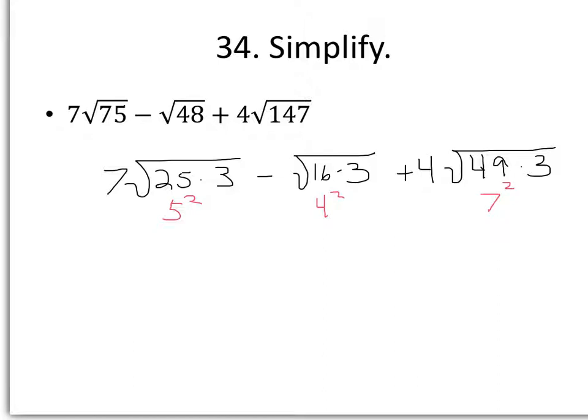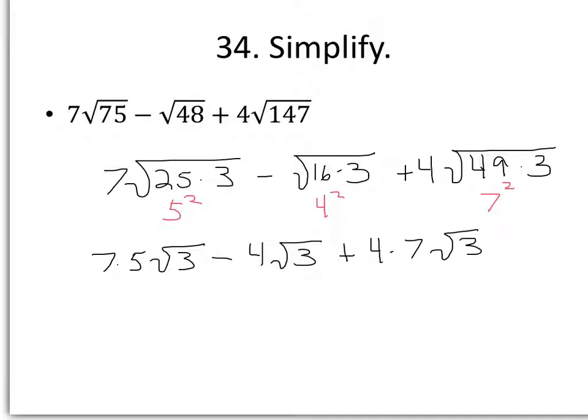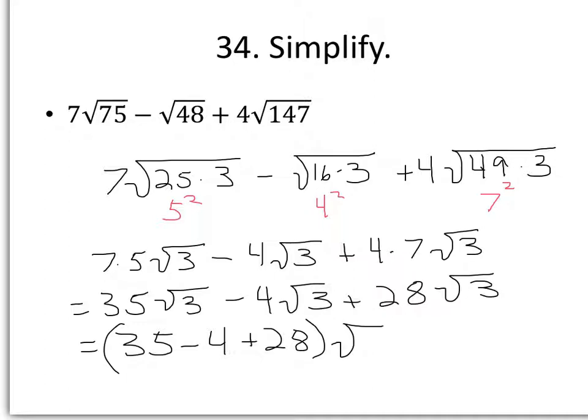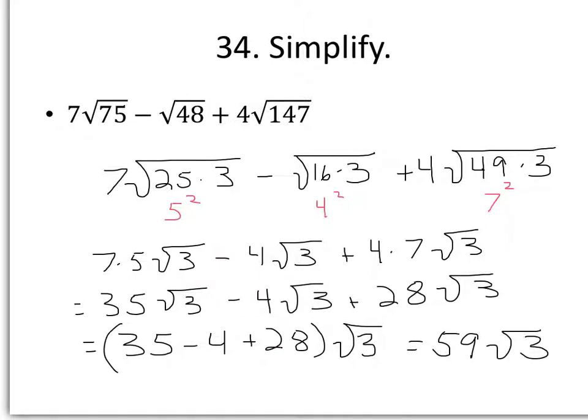5, 4, and 7. So we get 7 times 5 square root of 3 minus 4 square root of 3 plus 4 times 7 square root of 3, and that gives us 35 square root of 3 minus 4 square root of 3 plus 28 square root of 3, and that's the same as just adding the numbers all together, and then that will be times the square root of 3, and so that gives us 59 square root of 3 for our answer.